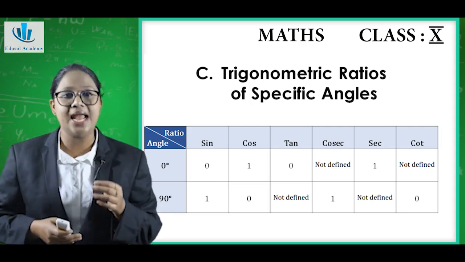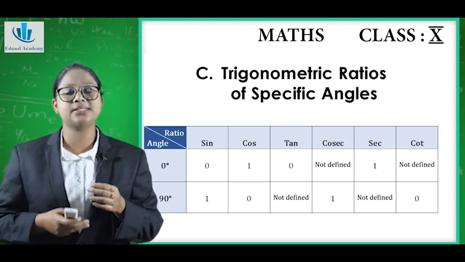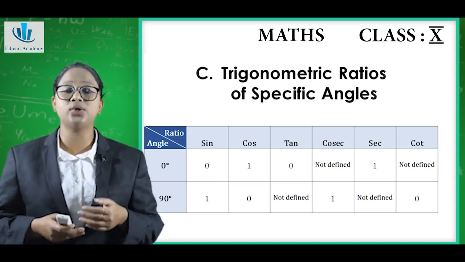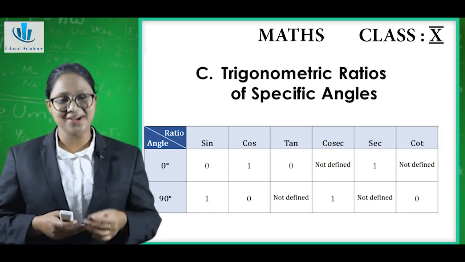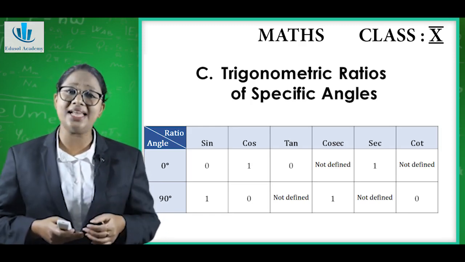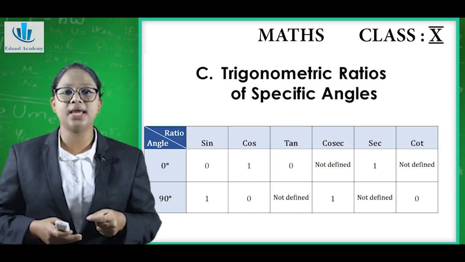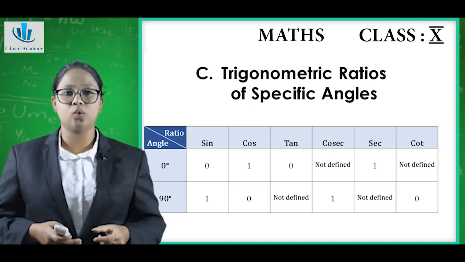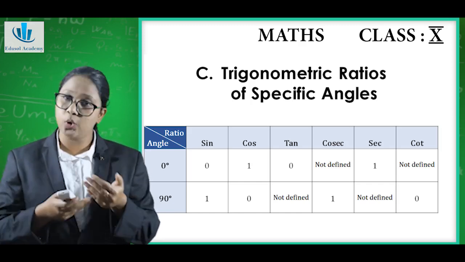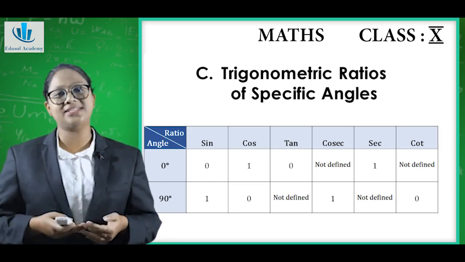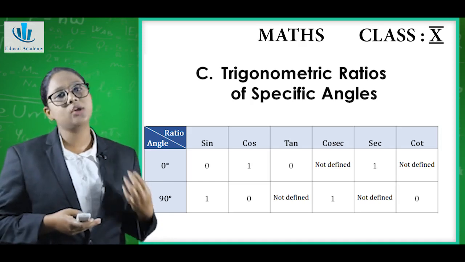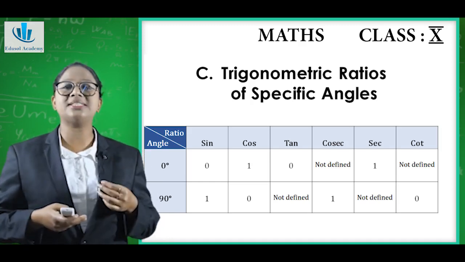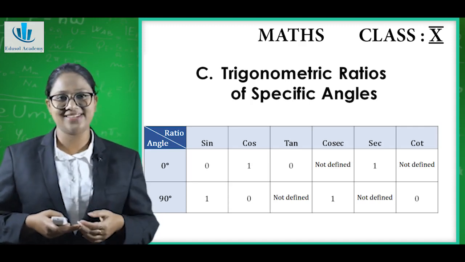Now talking about tan 90. Tan 90 is obtained by taking the ratio sine 90 by cos 90. What is sine 90? 1. What is cos 90? 0. 1 by 0. It's actually when 0 comes in the denominator, the answer is infinity, but we are using it as not defined. So we can say tan 90 is not defined.